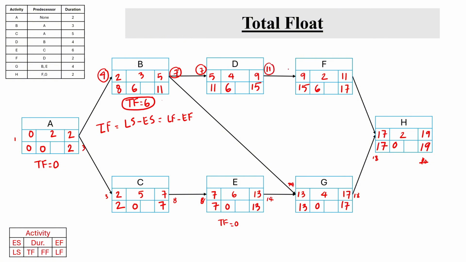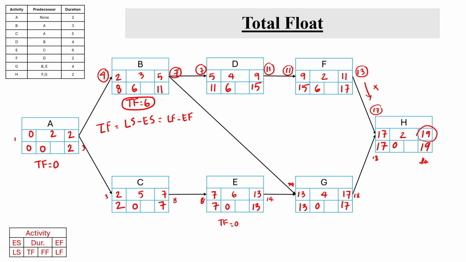Similarly, activity F would be delayed by 2 days as well. It will start at end of day 11, and then finishes at end of day 13, right? However, to start activity H, both activities F and G should be completed, so its start date will still be the end of day 17. So this is not affecting the total schedule. 17 remains the same, and then the end date of the whole project will be 19.